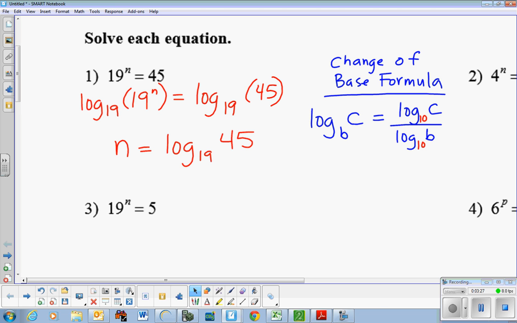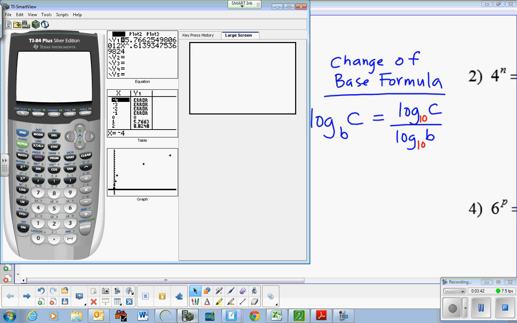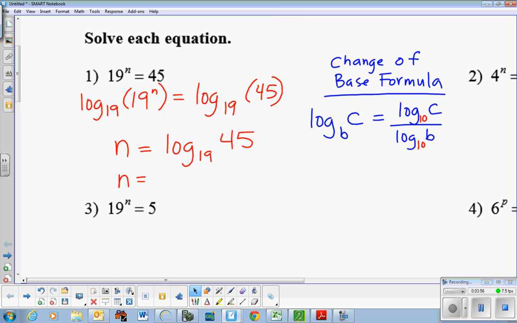Now, why would we use 10 if we could use any? Well, the log button on your calculator is base 10. So what we can do basically here to get our decimal answer is do log base 10 of 45 over log 19, and that's going to give us our answer. Log 45, make sure you close the parentheses, divided by log 19. And there's that number between 1 and 2. We'll just call it 1.293. So on a non-calculator test, there's your answer. Calculator, there's your answer.